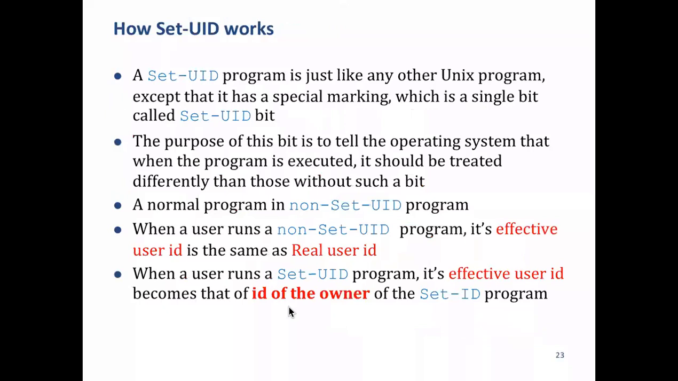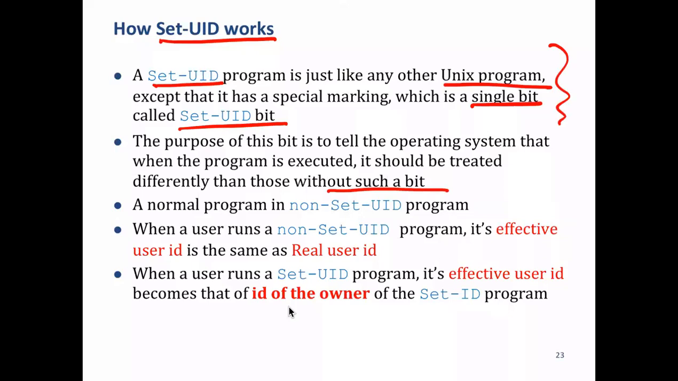Okay, so let's look at this concept. There is a privileged program called a set user ID program, which is like any other Unix program, except that it has a special marking of a single bit, the set UID bit. We'll look at this a little later. The purpose of this bit is to tell the operating system that when the program is executed, it should be treated differently than those without such a bit.